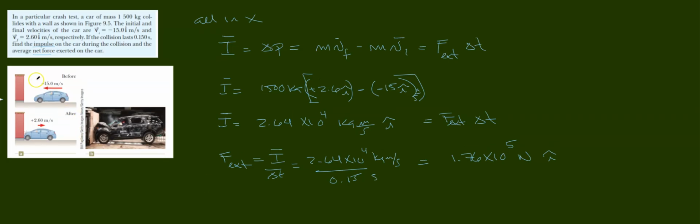So the system, of course, was the car, and the wall was what provided the external force. You could do this also as an isolated system, but that would not give you the force because the internal force disappears from the equation. So instead, we used the non-isolated system to see what that external force was going to look like. There you go, impulse and change of momentum in non-isolated systems.